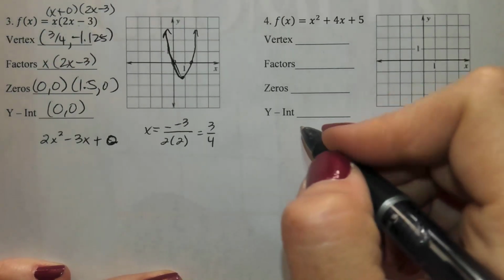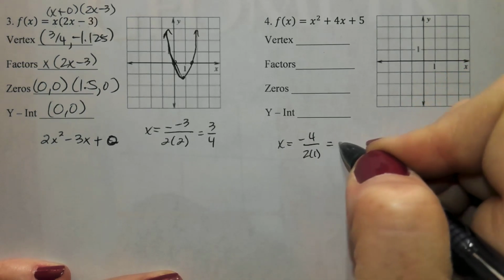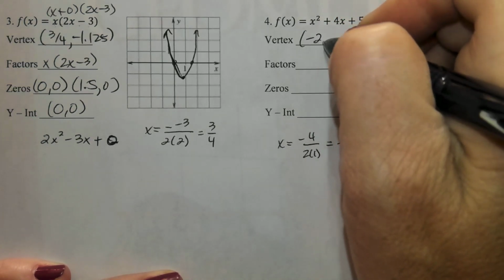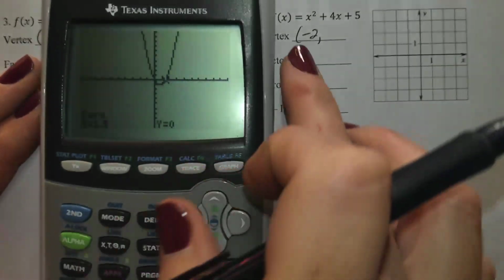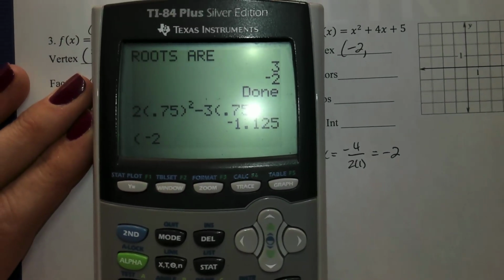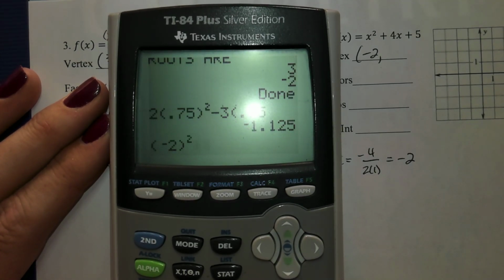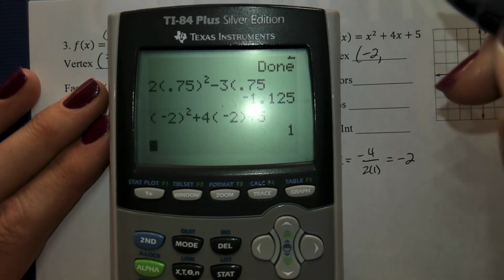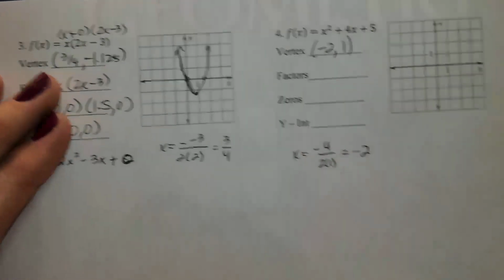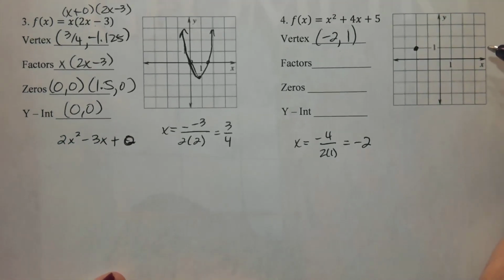Last one looks again like that middle quad form. So I'm going to do vertex as -b/2a. So -4 over 2 times 1 gives me a -2. And then I'm going to plug that in for all the x's. Make sure that you use parentheses here. Sorry, this lighting is really bad. -2 squared, and then plus 4 times -2 and plus a 5. So it gets me 1. All right. So I'm just going to graph that, -2, 1, that's my vertex.